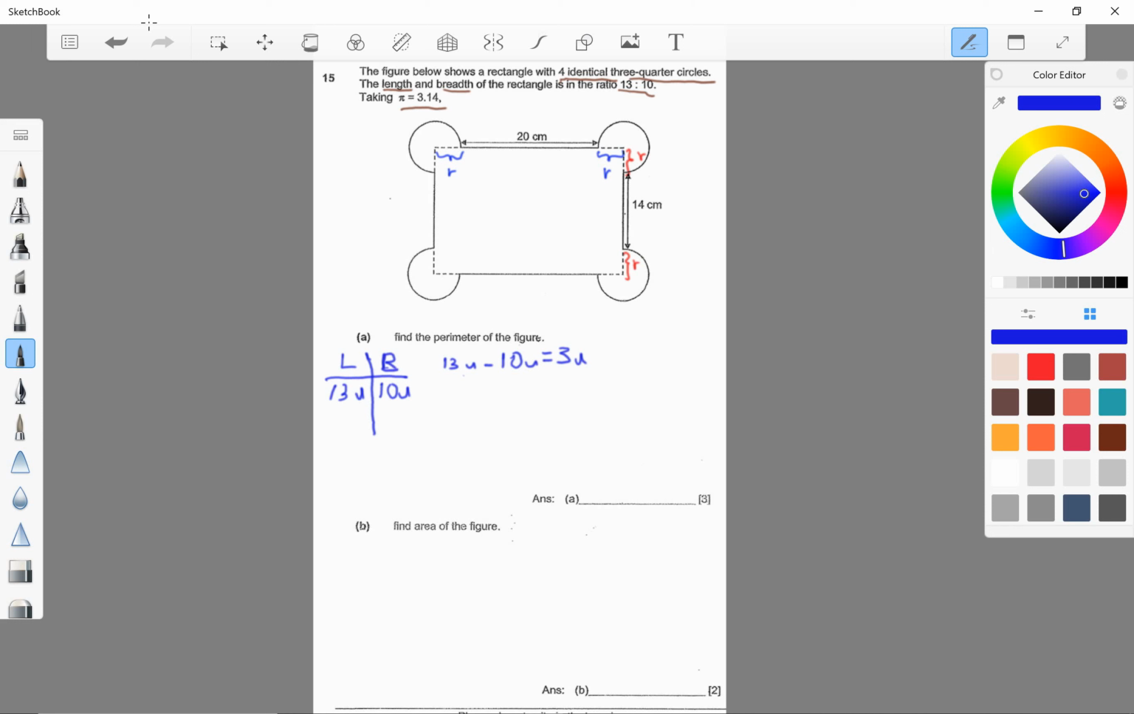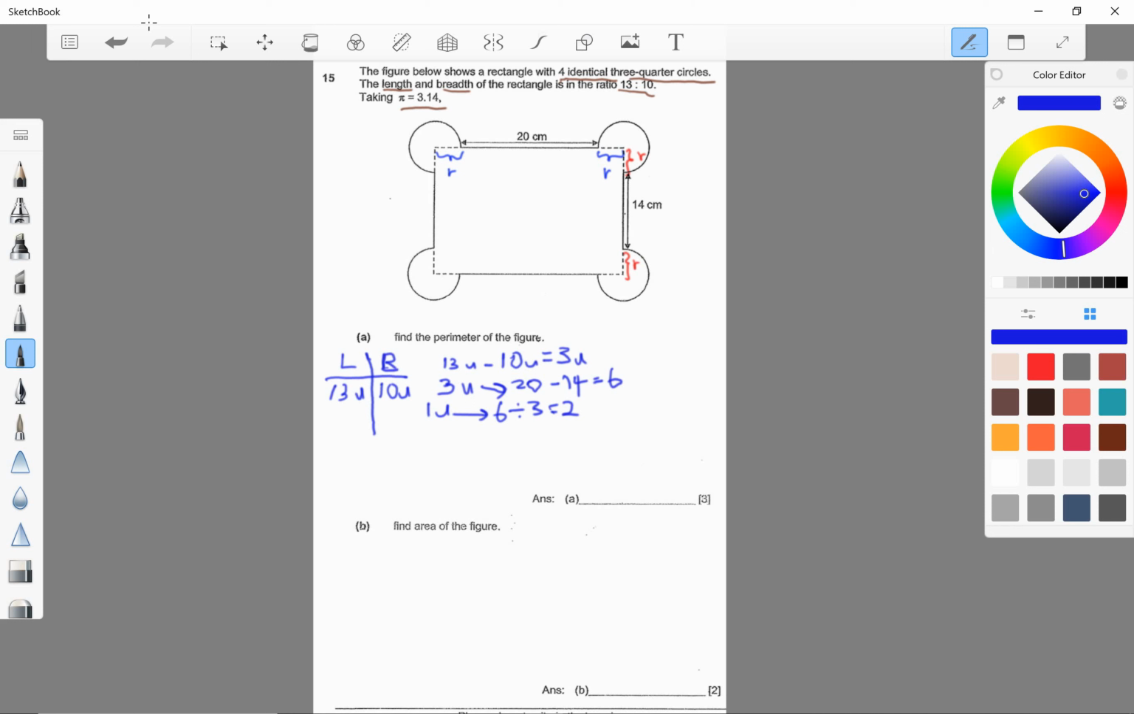And these 3 units has to come from 20 minus away 14 to give us 6. And since 3 units represented by 6, 1 unit has got to be 6 divided by 3 to give us 2. And if that's the case, now we will be able to find out what is the length of the rectangle.